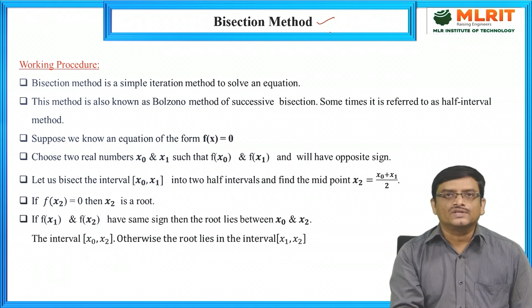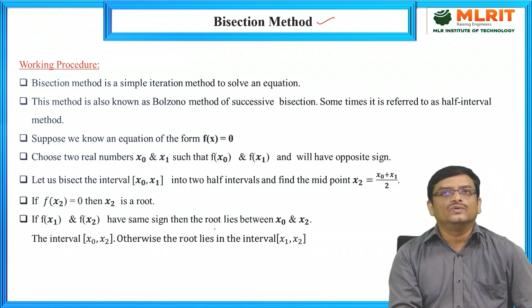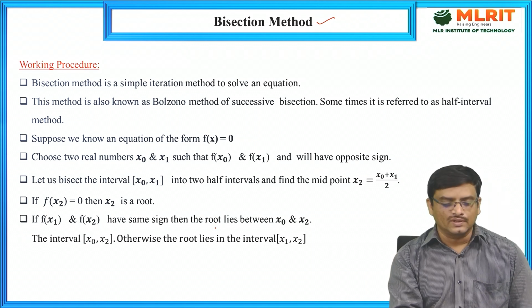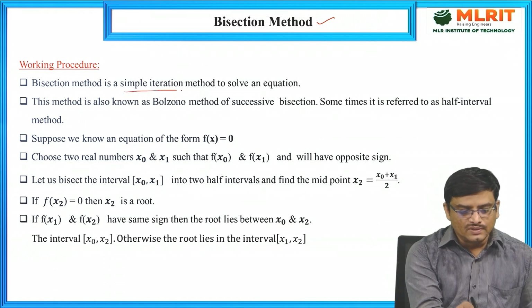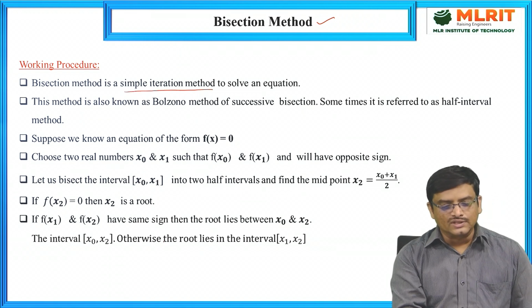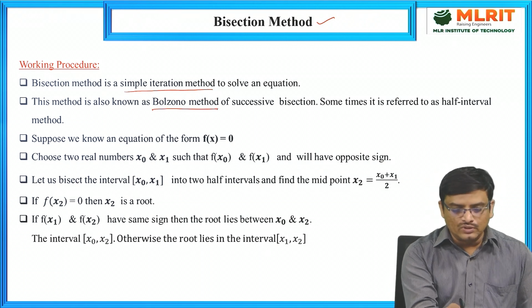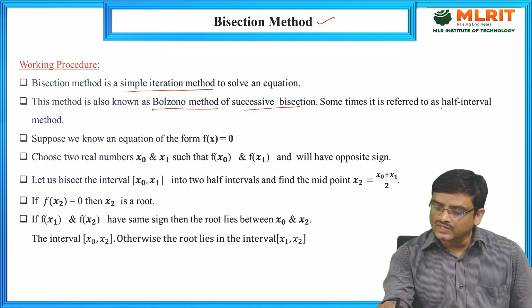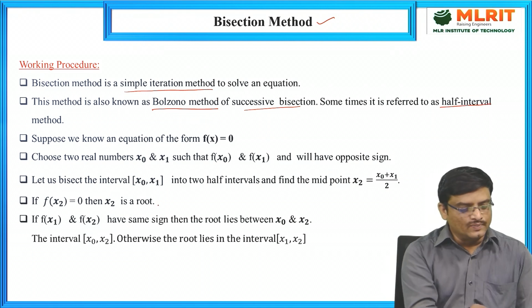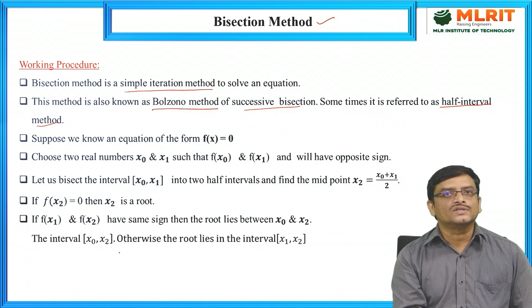This is our first method in the root finding techniques. Now one by one we will discuss the procedure, how to apply this bisection method. The bisection method we can also call a simple iteration method, or Bolzano's method of successive approximations, or sometimes a half interval method. So we have different names for this bisection method.